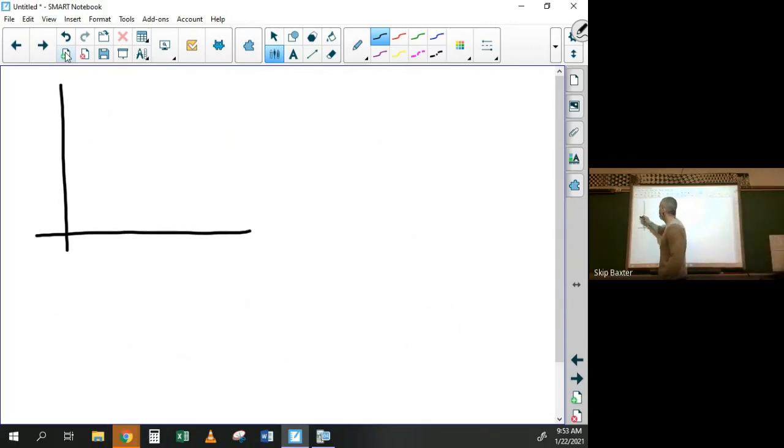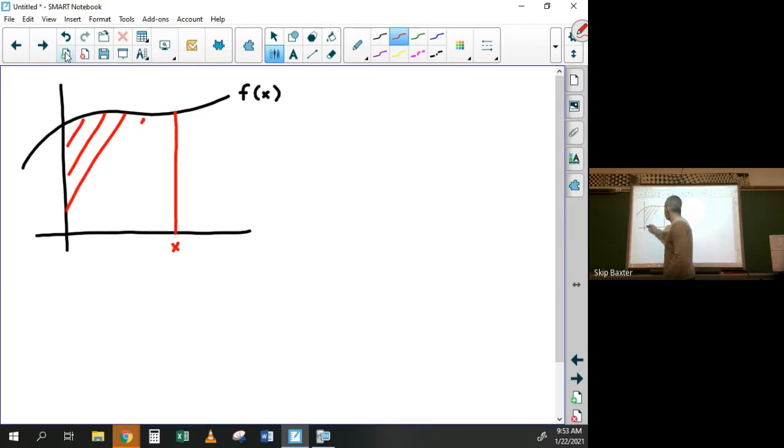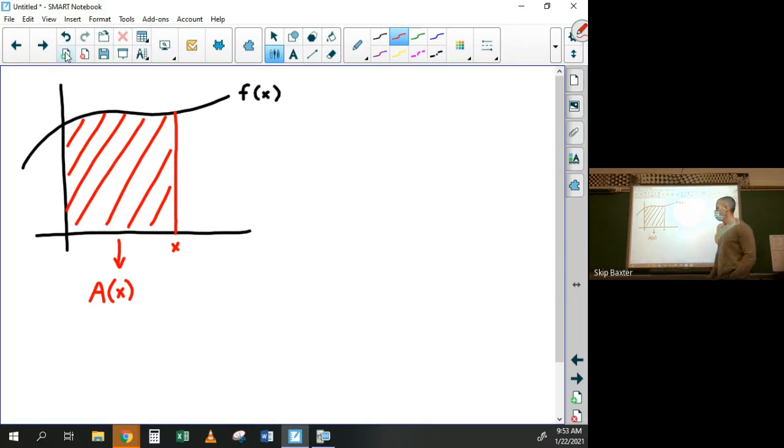So suppose you have this function f of x. Whatever, it could be any function, f of x. And let's just define a new function to be the area under the curve from 0 to something. For example, if I have this x value right here, let's say that this area right here is A of x. Okay?